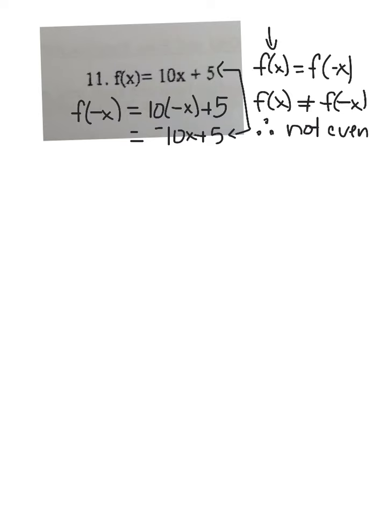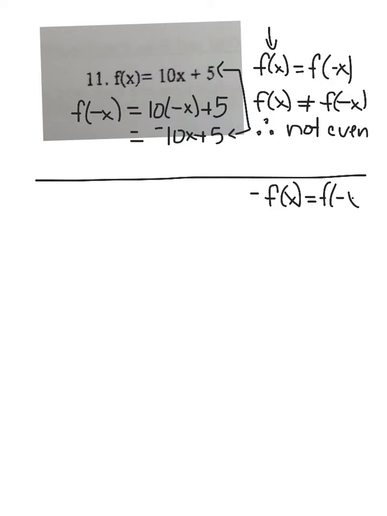Okay, make sure you're writing this in your notes. All right, so now I know the next rule is negative f of x equals f of negative x. That's the rule for odd. Well, I'm just going to rewrite the f of negative x down here, okay? And there's no reason to redo it. I already have it from up top there.